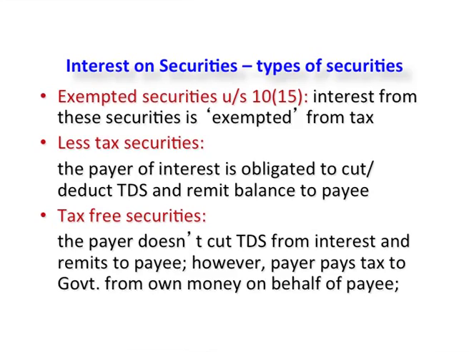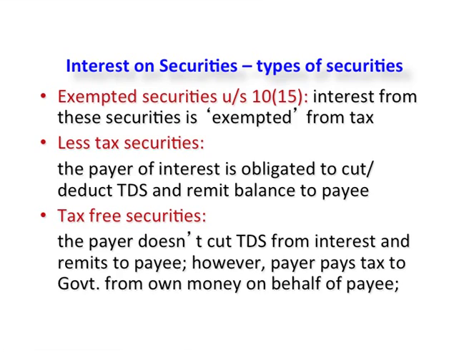Then apart from this issuing authority, we should also focus on the types of securities. Broadly speaking, there are three types of securities. The exempted securities are those whose interest is exempted under section 10(15) of the Income Tax Act. The government has notified certain securities which are exempted for tax purposes under this section 10(15). So interest received by the investor will not be taxed.